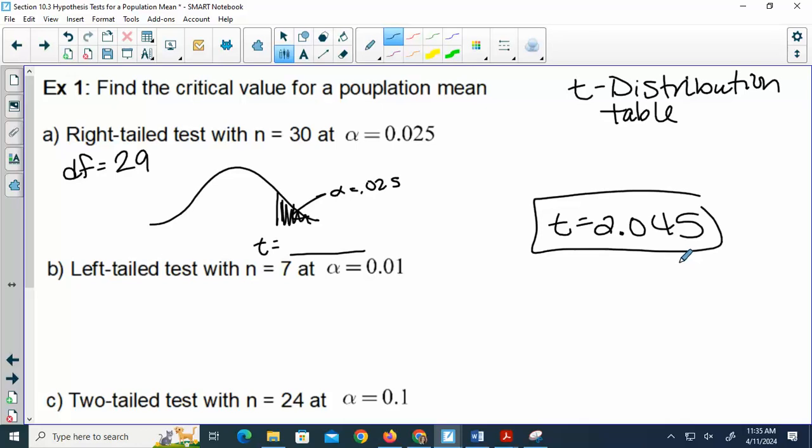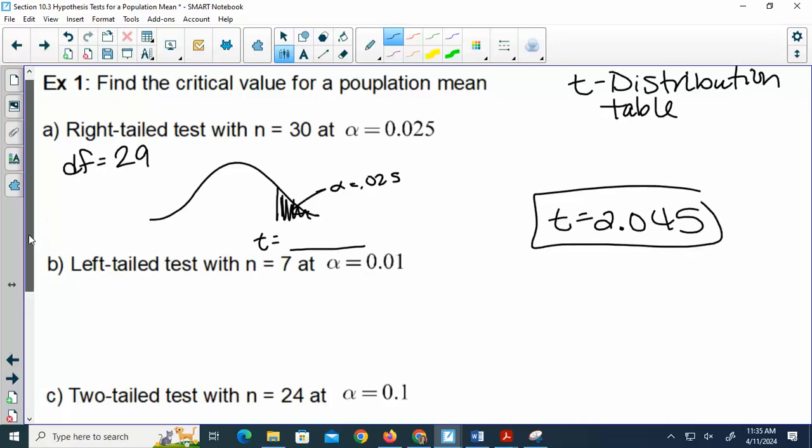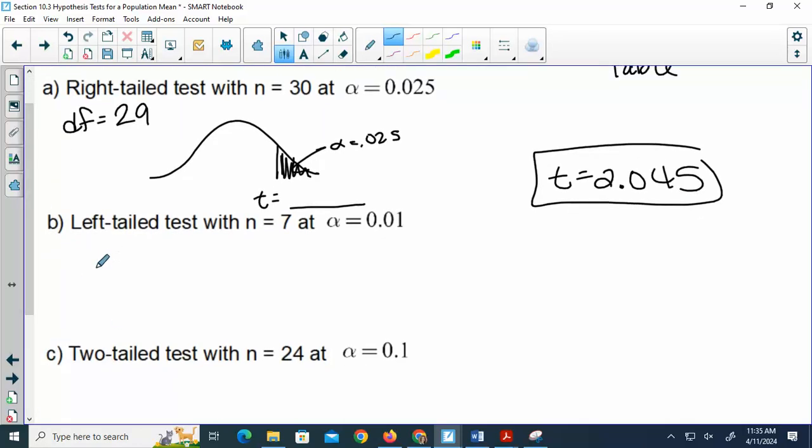Okay. B. A left-tailed test with n equals 7 and alpha equals 0.01. So if it's left-tailed, we are looking for, that is a horrible normal curve, but pretend it's good, there to the left. So that's my alpha. How many degrees of freedom do we have here? 6. Okay. We need our t.